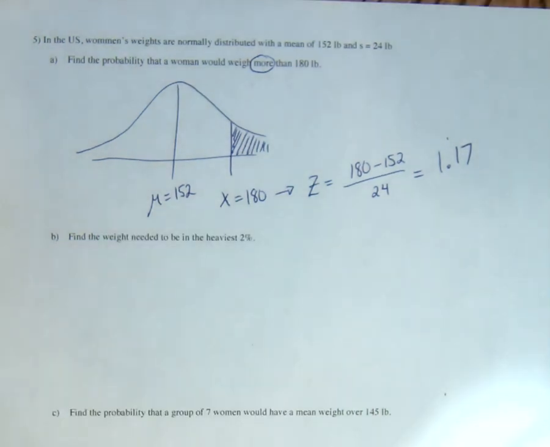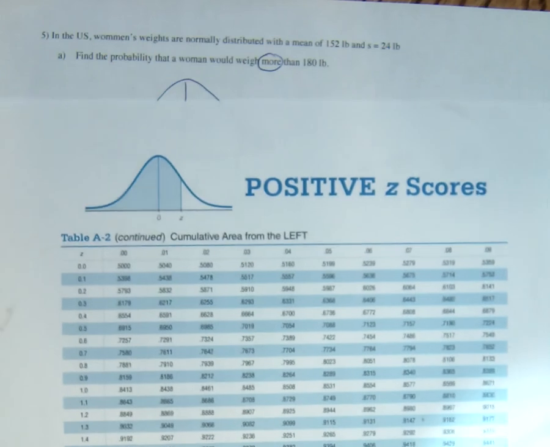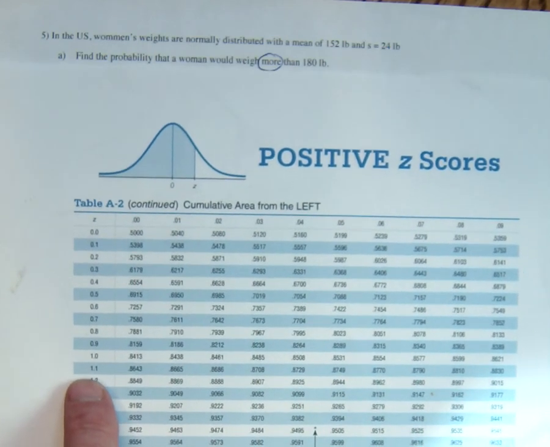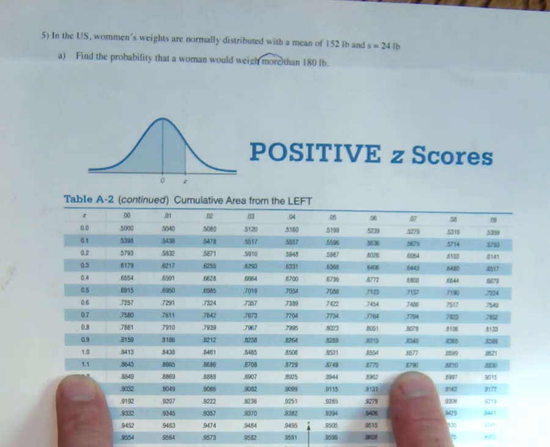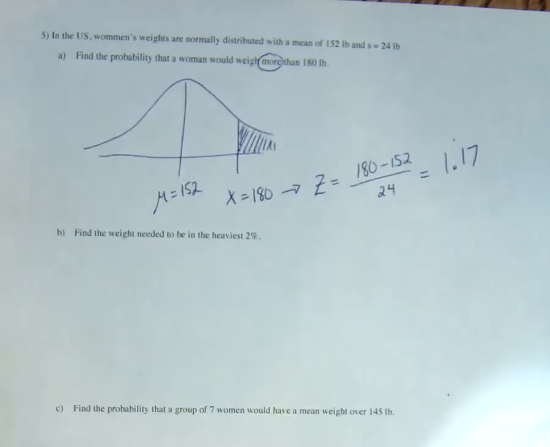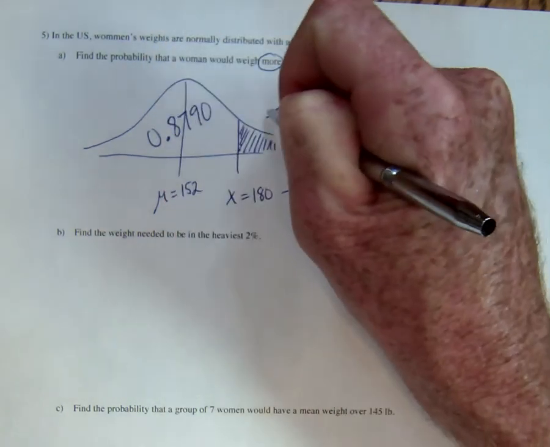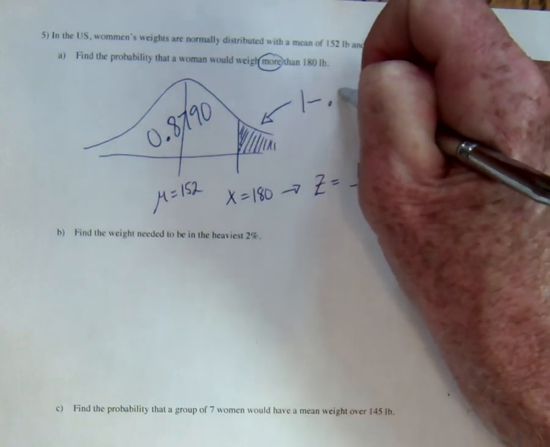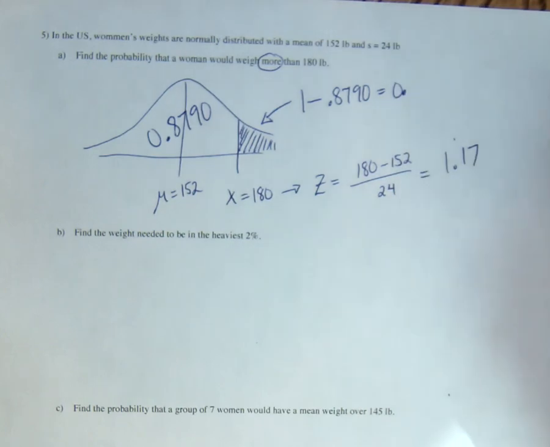Okay, now get table A2. And since this is positive, I need the positive z-scores. And then look up a 1.17. So here's the 1.1, and then here's the 7 part of it. So 1.17 means that the left side is .8790. So this side is .8790, which means this side is 1 minus .8790. What's that equal? Anybody got a calculator?